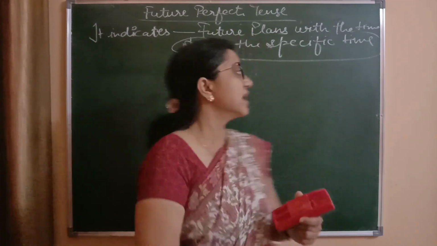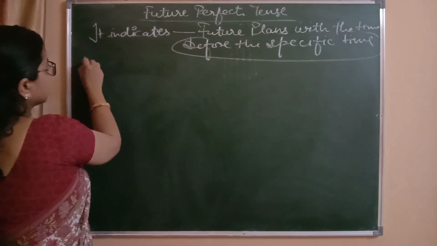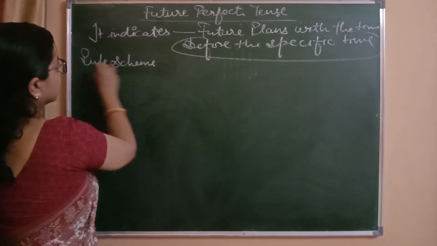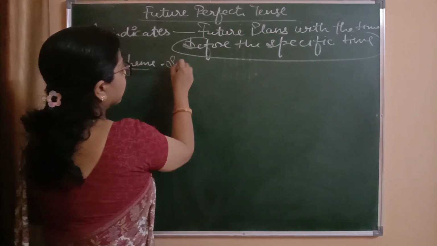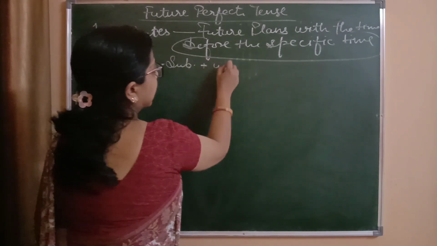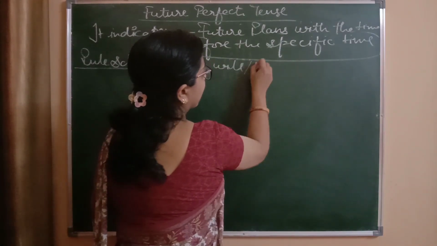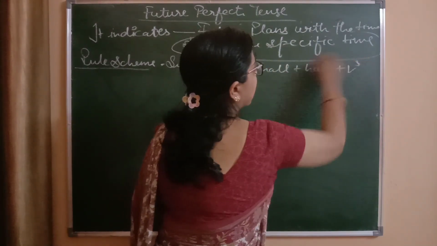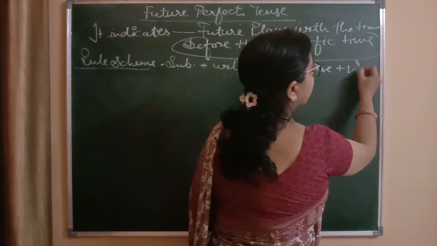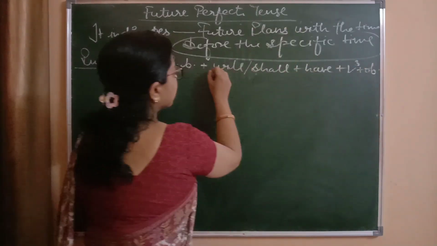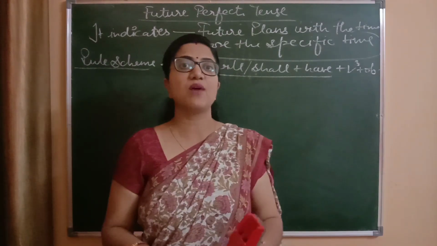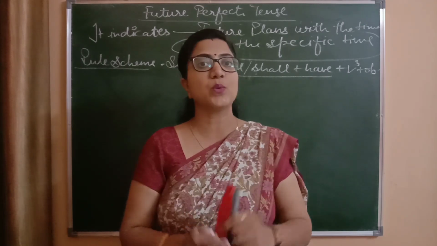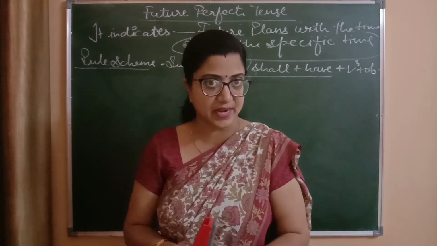And in this tense there is a rule scheme. Okay, we'll start. At first you have to use subject, then will or shall plus have plus past participle, means verb third form, at last object. It means you have to use will have or shall have, and after these auxiliary verbs you can use verb third, not first, not second, right?